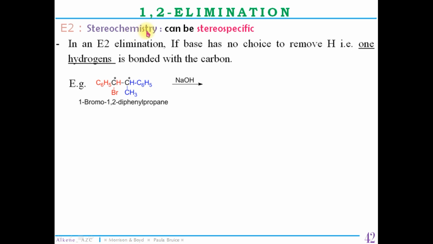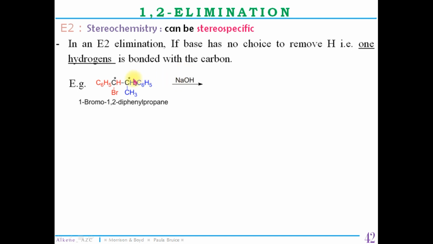E2 stereochemistry can be stereospecific. For this, we need to see an E2 elimination reaction where the base has no choice to remove hydrogen. That means only one hydrogen is bonded with the beta carbon. Here we have an example like this, which is 1-bromo-1,2-diphenylpropane, when it is reacted with sodium hydroxide.